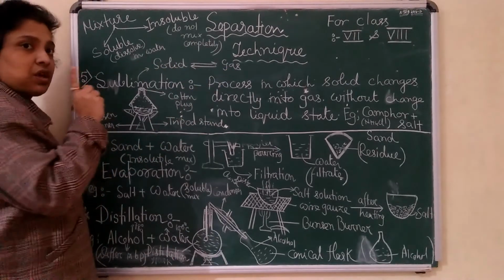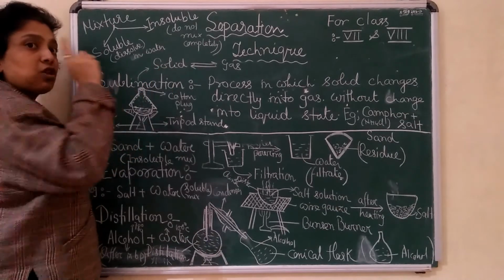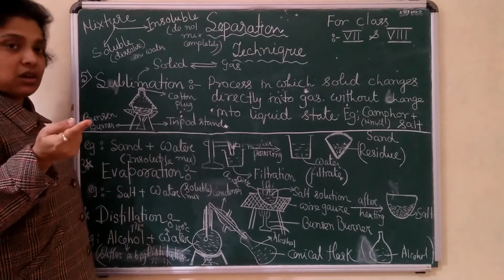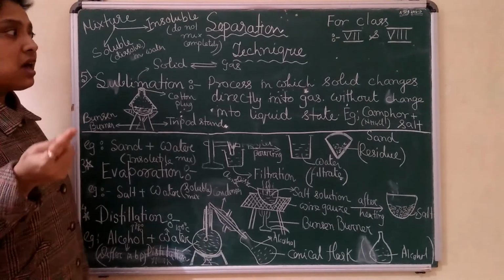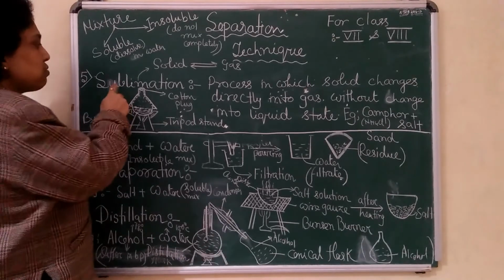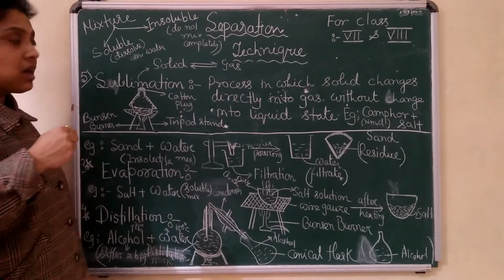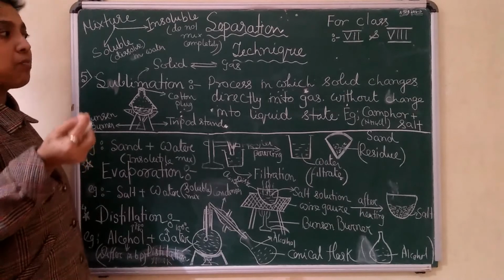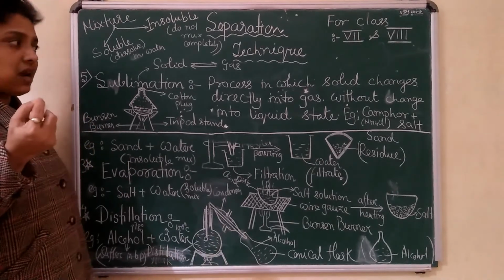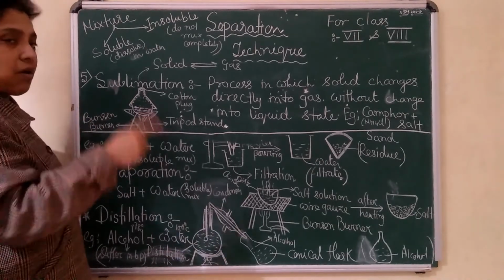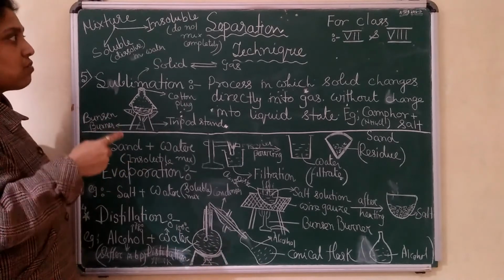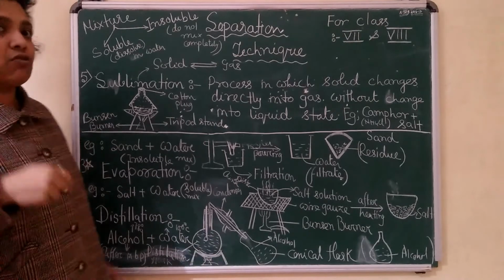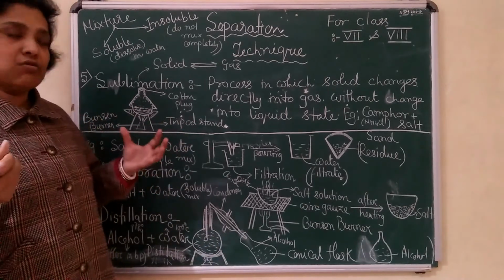Okay, this method is used for those substances which undergo sublimation, and that substance is called a sublime. Which are those substances? Camphor you can take as an example, and naphthalene you can take as an example. This is all about today's topic, separation technique, and you will see that in day-to-day life also we are using this technique.